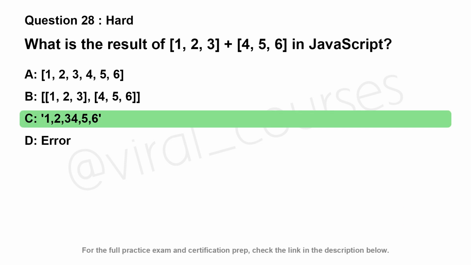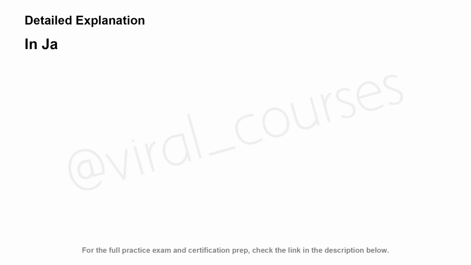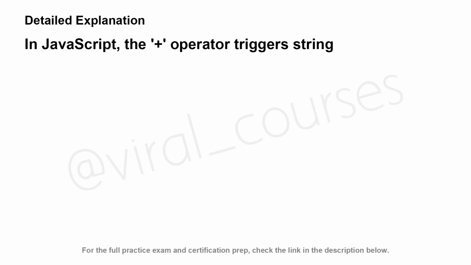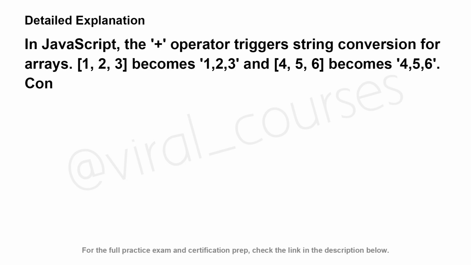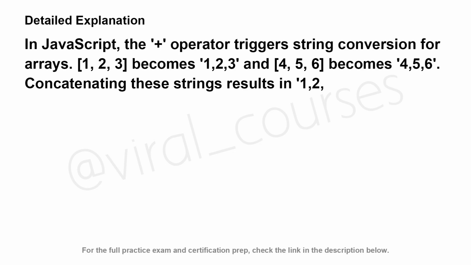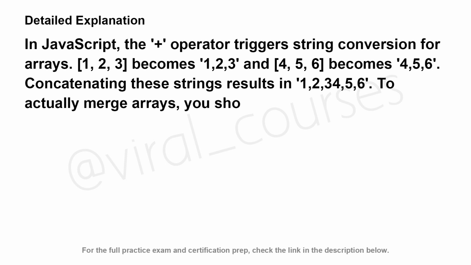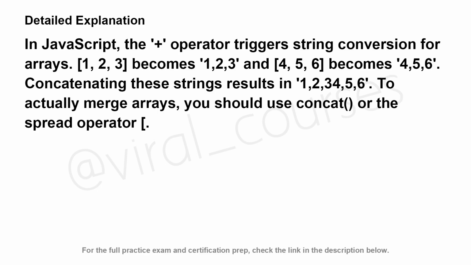The correct answer is C. In JavaScript, the plus operator triggers string conversion for arrays. [1, 2, 3] becomes "1,2,3" and [4, 5, 6] becomes "4,5,6". Concatenating these strings results in "1,2,34,5,6". To actually merge arrays, you should use concat, or the spread operator: [...arr1, ...arr2].